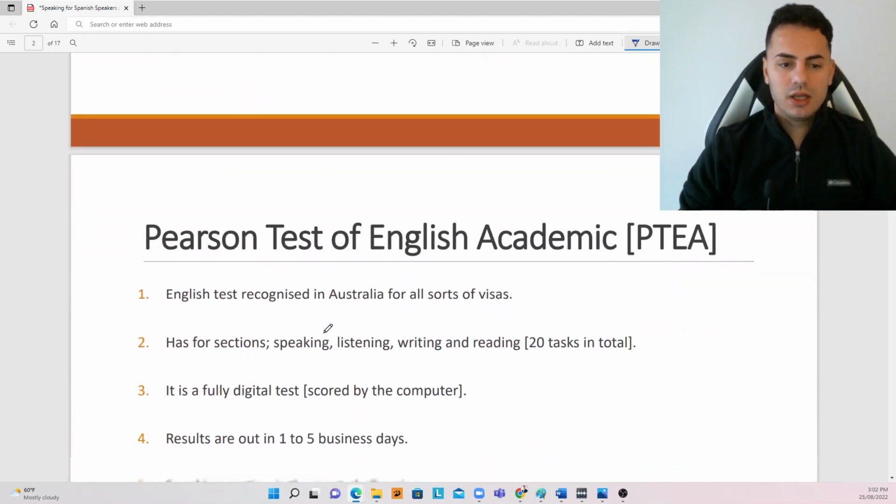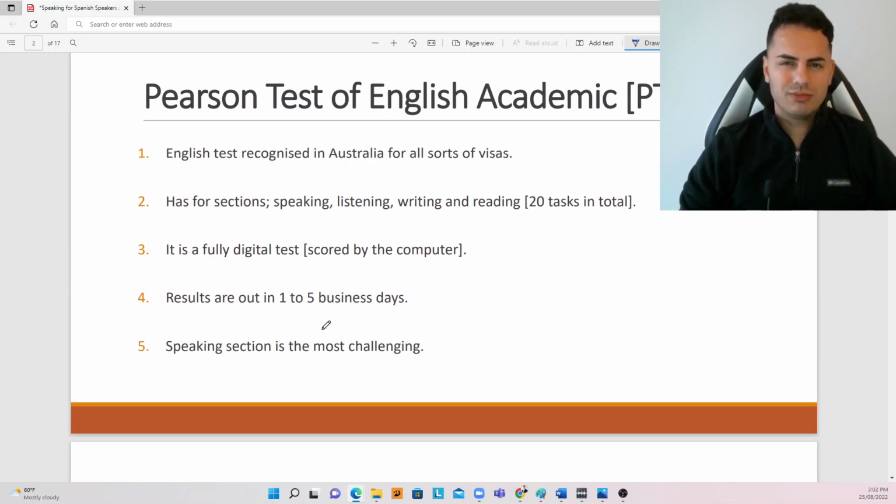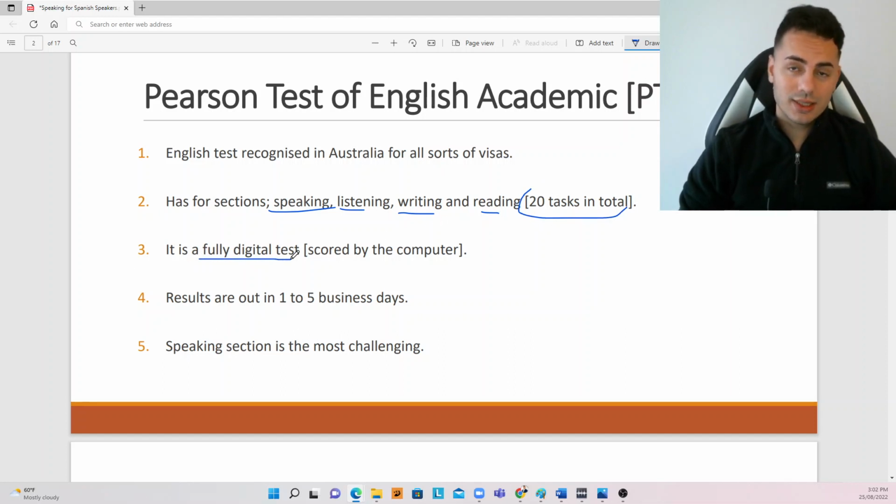Let's get started. First of all, I would love to introduce PTE, or talk a little bit about PTE if you are a first-time test taker. PTE is an English test recognized in Australia for all sorts of visas, whether it be a student visa, partner visa, immigration, or whatever. It has 4 sections like IELTS: speaking, listening, writing, and reading, and in total we have 20 tasks. There's another task which is unscored, the introduction task. It's a fully digital test, and the score is released by the computer.